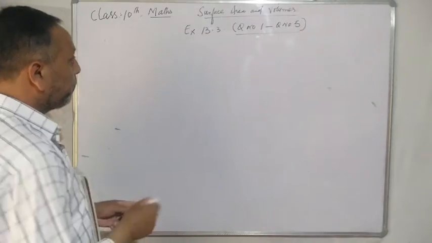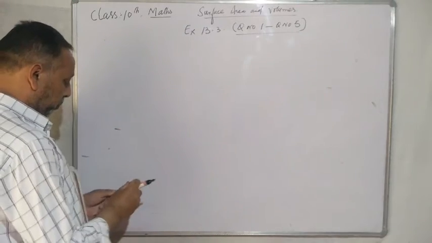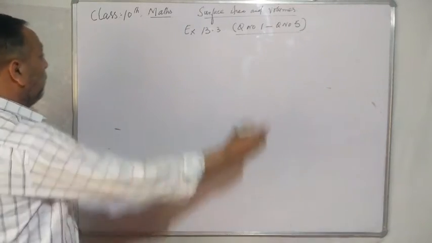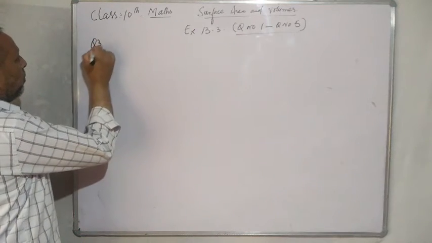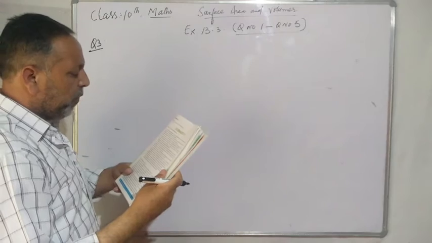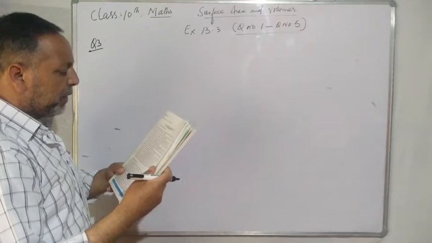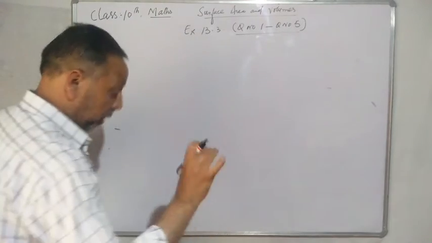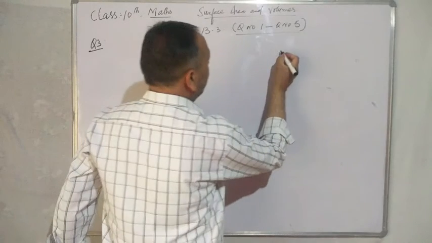Third question. Third question is, a 20-meter deep well with diameter 7 meter is dug. A cylindrical well is dug.